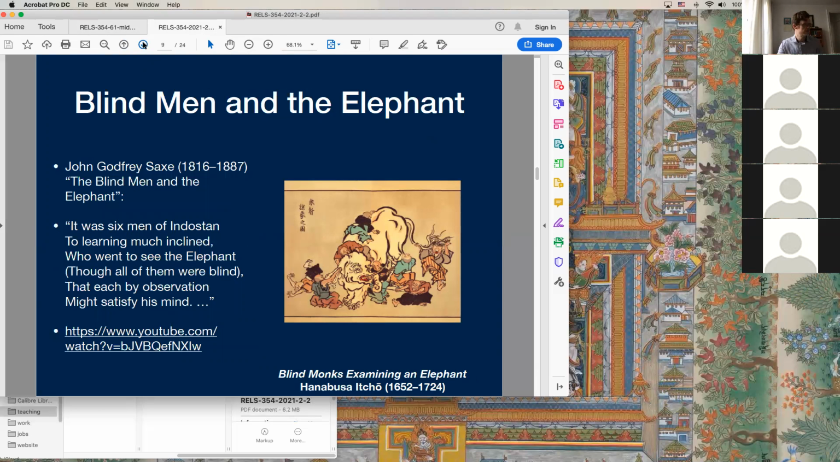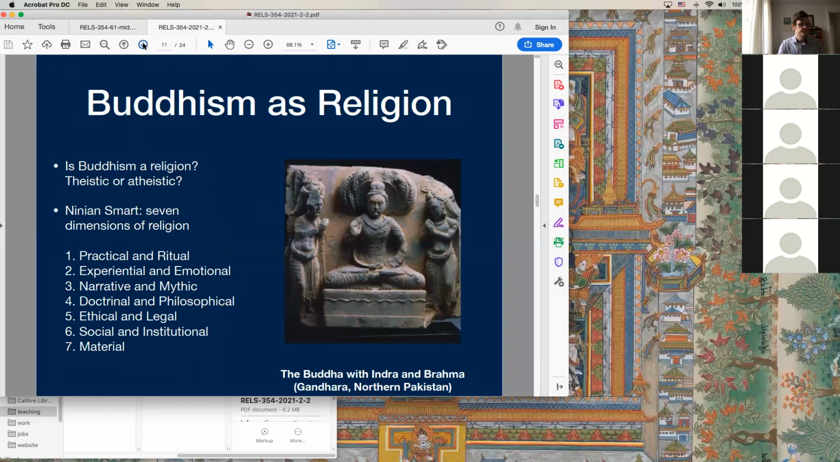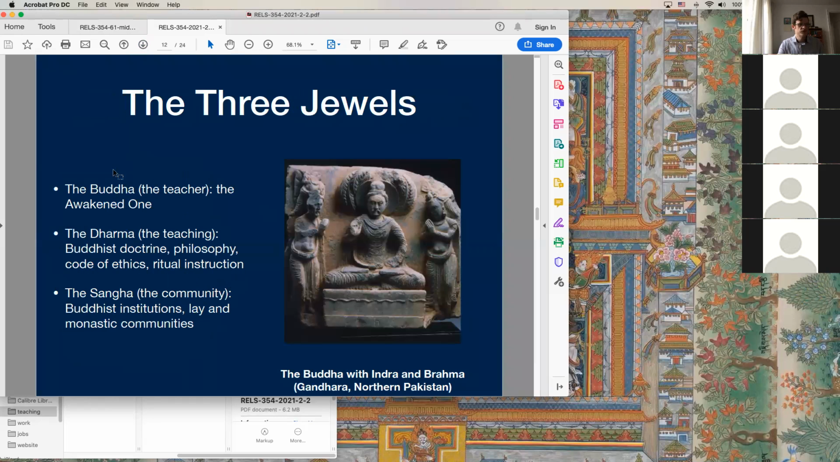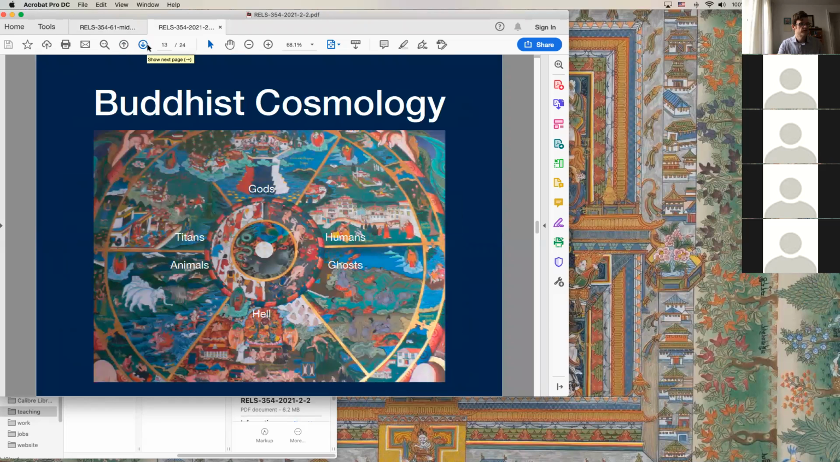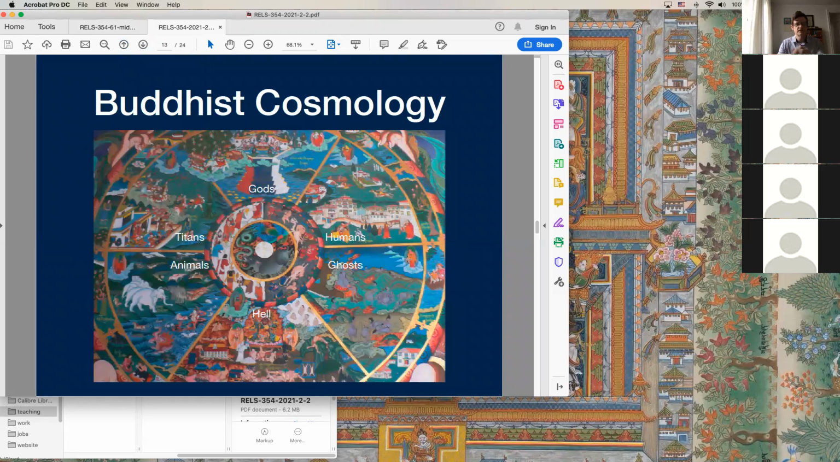So we had the blind man and the elephant. We have the Three Jewels. Remember this, right? This is way back in the day. Then we keep going through Buddhist cosmology. Boom, there it is, right? So that word might show up in the book, but this is really straight from the slides, right?